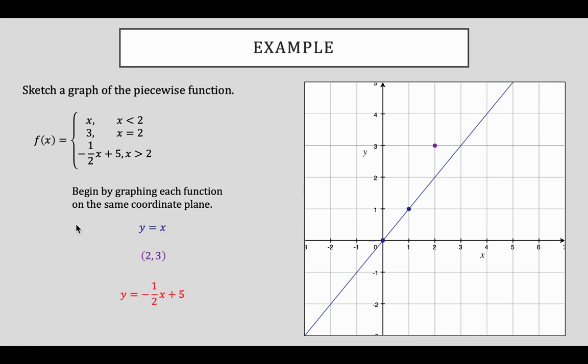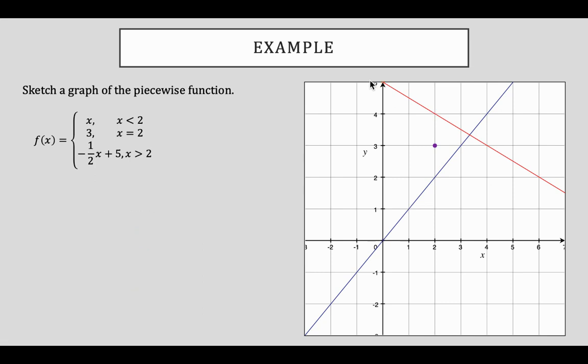And the third piece of our piecewise function, we have -1/2 x plus 5, for x greater than 2. Well, we know, again, I have another linear function. The y-intercept is +5, and the slope is -1/2. So here I have my y-intercept right up here at the top, and my graph is going to go down 1 over 2 units.